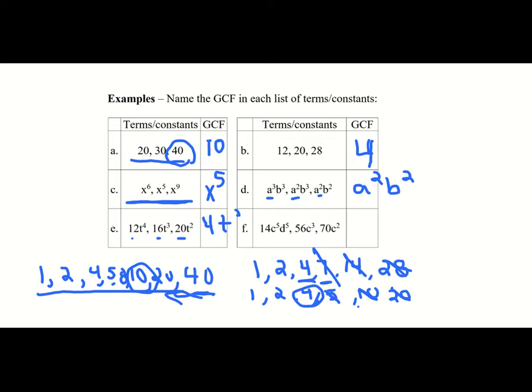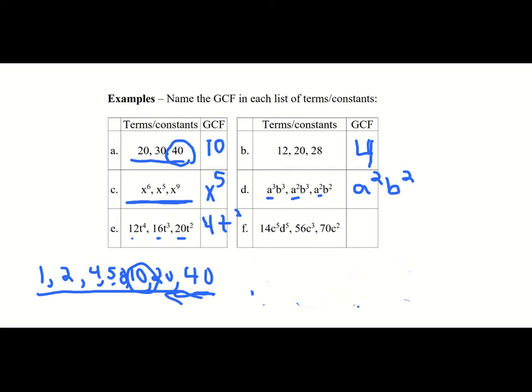And now we're going to look at F. For F, I'm going to do a little erasing, make some space here. 70 is my largest number, so let's list out our factors of 70 just to help us find the greatest common factor. So I have 1 and 70, 2 and 35.